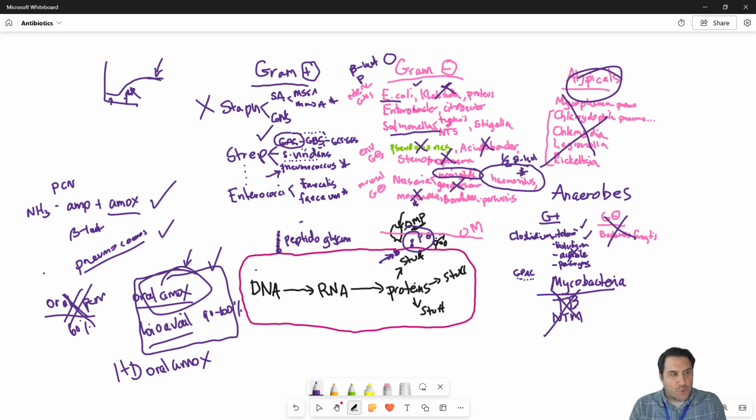Again, does the aminopenicillin addition affect atypicals? Answer, no. Stop asking me that question. Why? Because atypicals don't have a cell wall, so it doesn't matter. In terms of anaerobes, B. fragilis almost always produces a beta-lactamase.